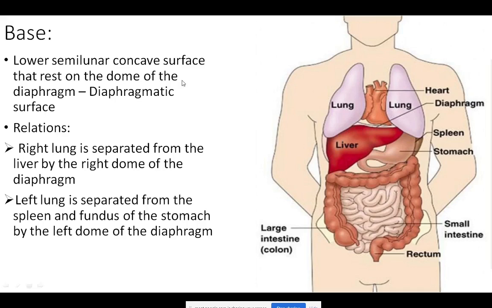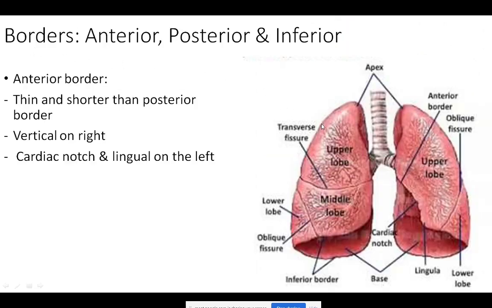The relations of the base of the lung. The right lung is separated from the liver by the right dome of the diaphragm, whereas the left lung is separated from the spleen and the fundus of the stomach by the left dome of the diaphragm. The borders of the lung.